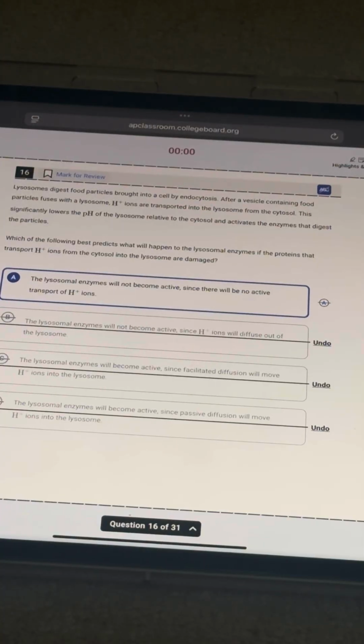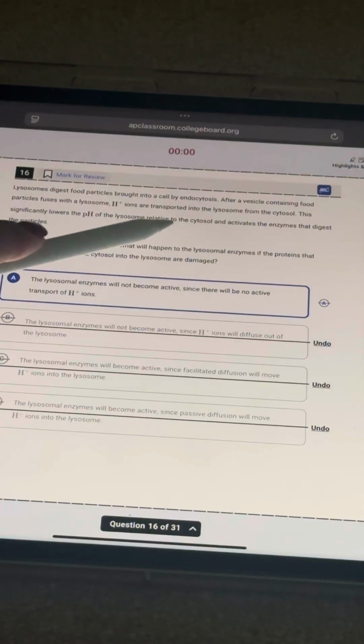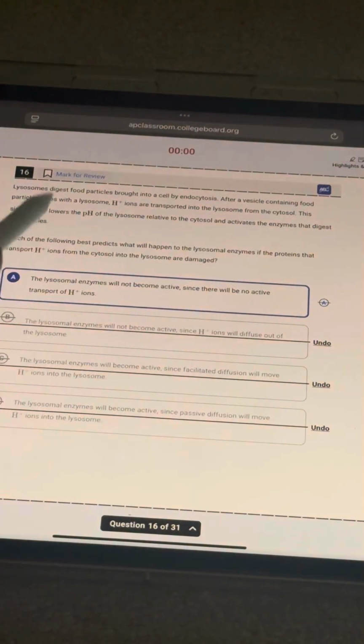So let's talk about pH real quick. If you remember from your chemistry class, pH determines whether you have an acidic or basic solution. The lower the pH is, the more acidic you have, meaning the higher the concentration of H plus ions. And if you're more basic, you have a higher concentration of OH minus ions. So here, H plus ions are transported into the lysosome from the cytosol. This lowers the pH because you're having more of those H plus ions transported, and activates the enzymes that digest the particles.